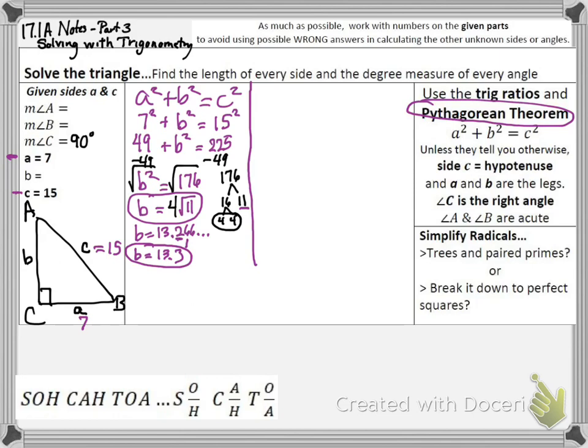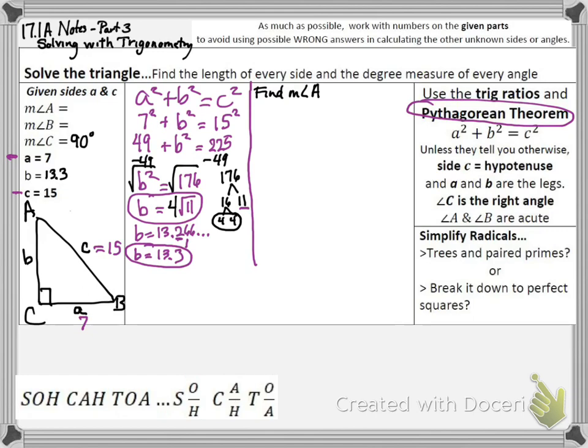Mostly the problems like this in our assignment are asking for nearest tenth, so I'll put that over there for side B. And then I could find angle A or angle B next. I think I'm going to find the measure of angle A. I'm going to look back to my picture and say, what do I know? I know the side I just found, but I'm not going to put it on my triangle because if I can possibly figure out the rest of this without using the rounded off number, I'm going to do that.